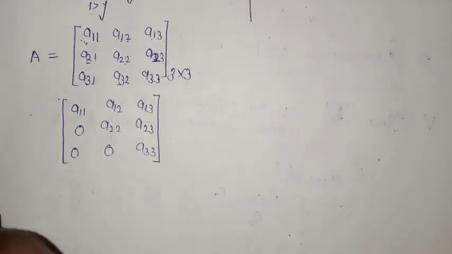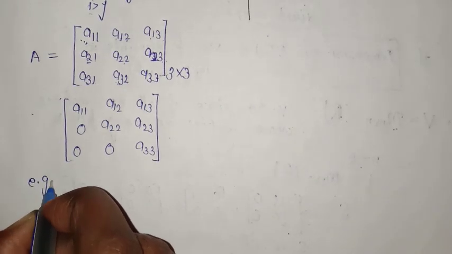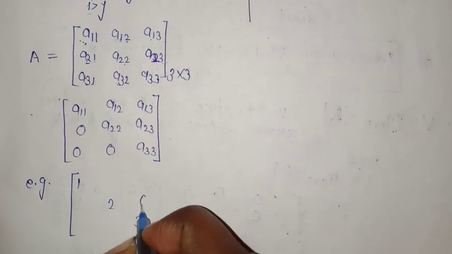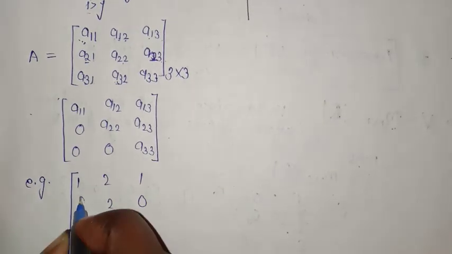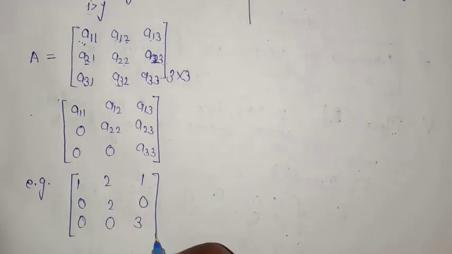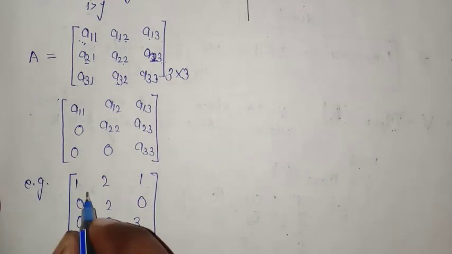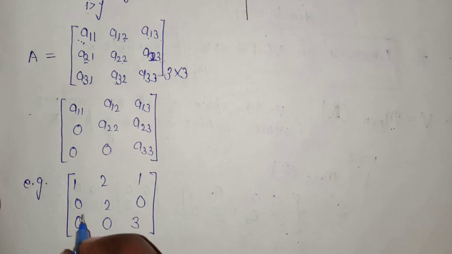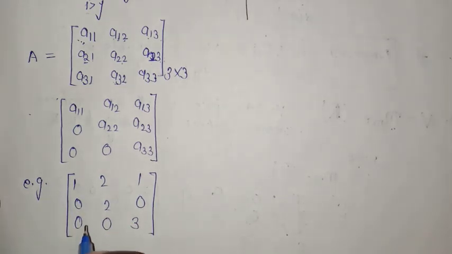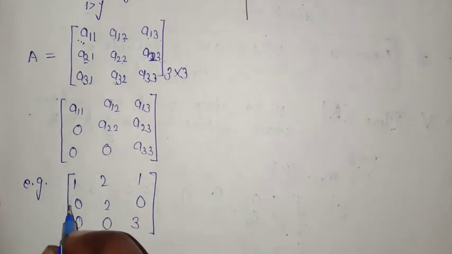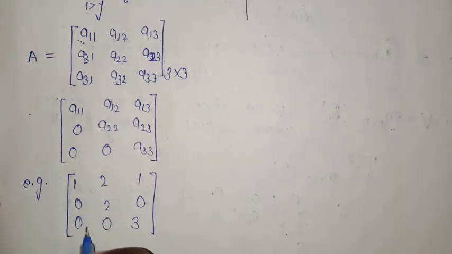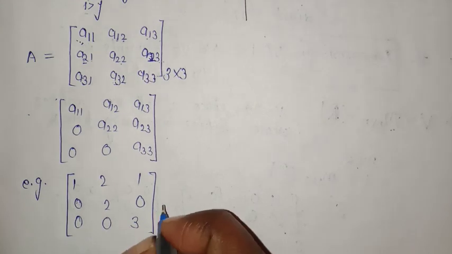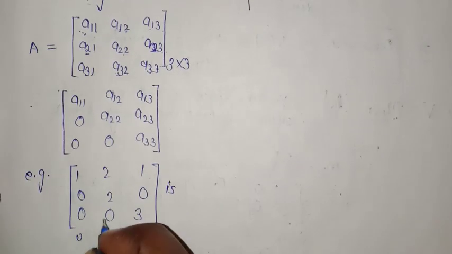If we take an example, it can be as follows: 1 2 3, 0 1 2, 0 0 0. The entries lying above the leading diagonal may be 0 or non-zero, but in order to say that this matrix is upper triangular, we have to see the elements lying below the diagonal. The entries lying below the diagonal are 0, so this matrix is an upper triangular matrix.